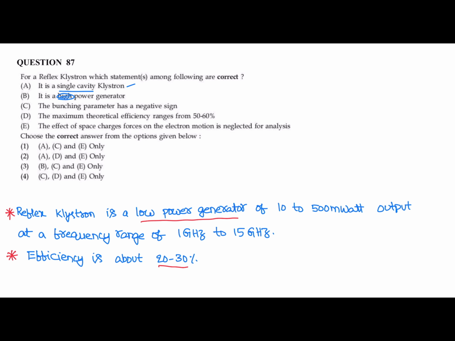The bunching parameters has negative sign. Statement C is correct. The maximum theoretical efficiency ranges from 20 to 30%. The effect of space charge forces and the electron motion is neglected for analysis. Statement E is correct. Therefore, correct statements are A, C, and E. Correct option is 1. Because the efficiency of reflex klystron is 20 to 30%, and it is a low power generator.